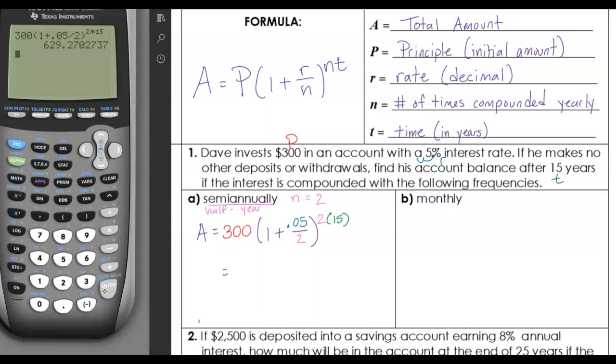And you get $629.27. After 15 years, Dave has basically doubled his money, if we're compounding semi-annually.